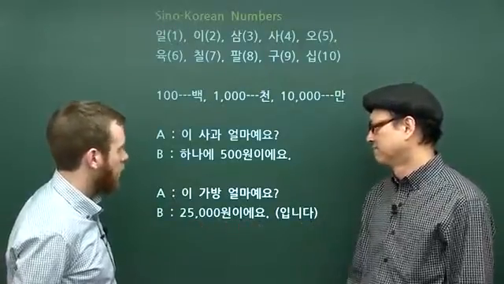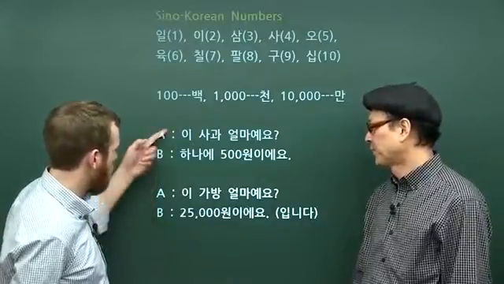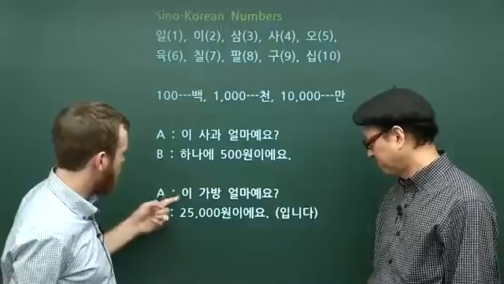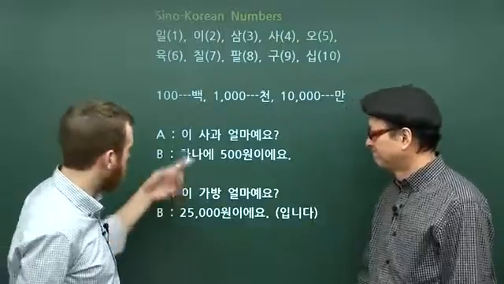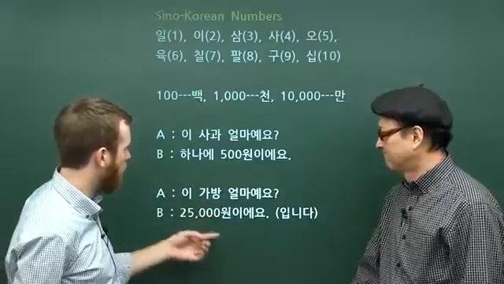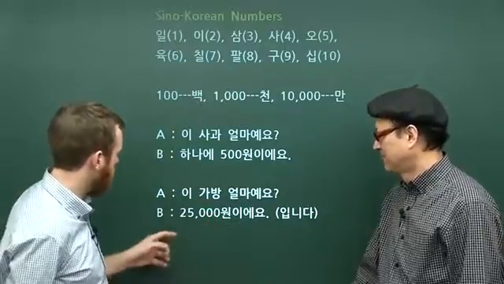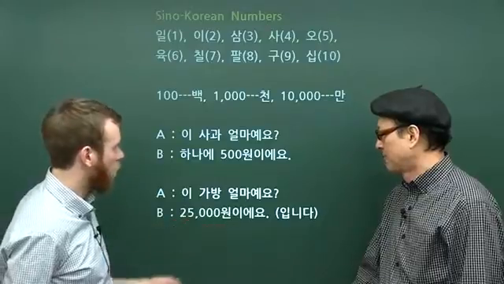25,000원이에요. All right. So in this case, same idea. A is asking about the price of something, but not an apple here. We've just switched the item. So a 가방, a bag. So how much is this bag? Pointing to the bag next to you. And in this case, it's 25,000 won.